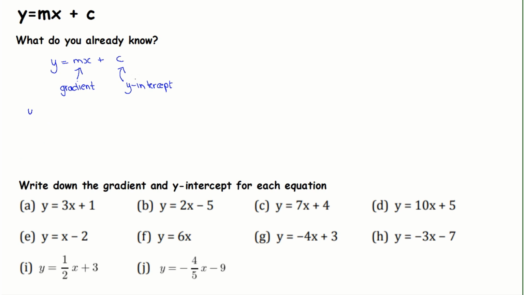So if I had an equation, let's say y equals 4x plus 3, the gradient in this case would be equal to 4, and the y-intercept would be equal to 3. If I had a different example, let's say y equals 5 minus 2x, remember the gradient is always what's linked to the x, and be careful you check what sign it is. So in this case, the gradient would be equal to negative 2, and the y-intercept would be equal to 5.